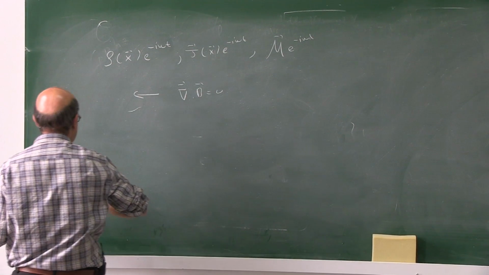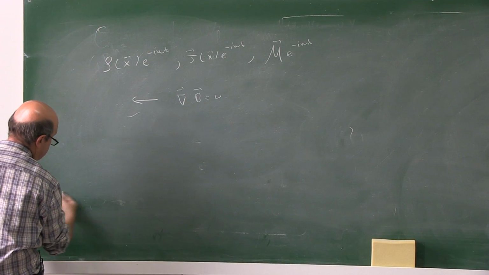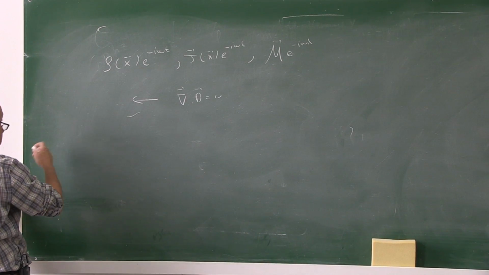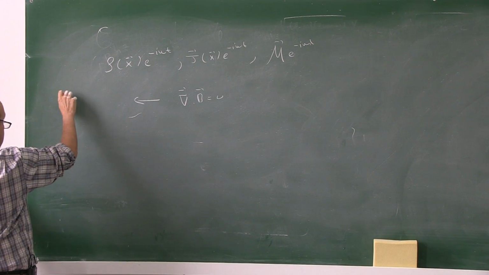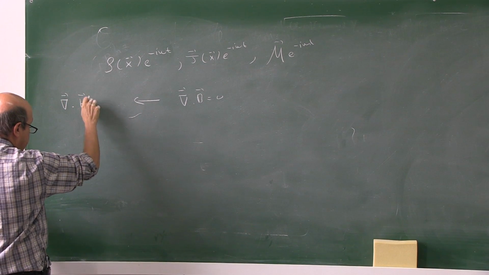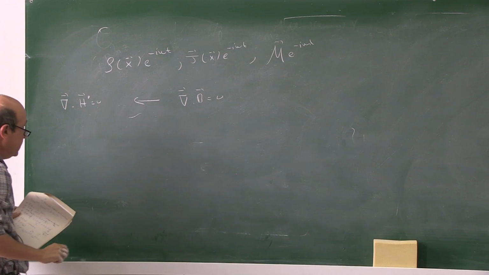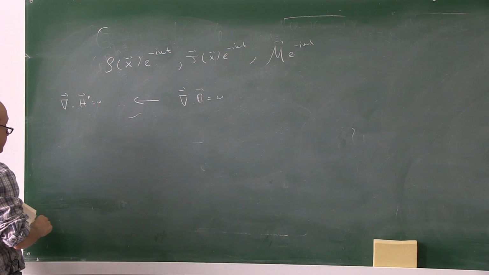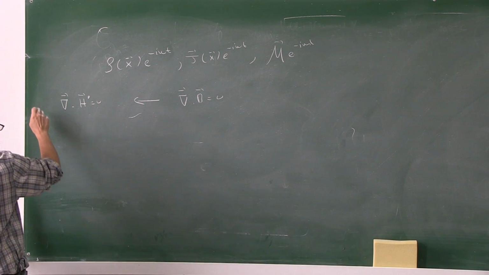I will write the form of the Maxwell's equations which I want. Let me say del dot H prime. I will put a prime. We will see why we needed the prime in a moment. Just wait. So this is the first one.